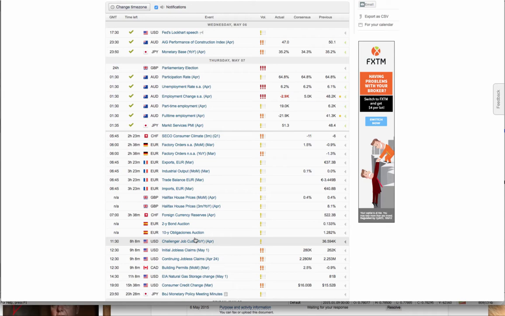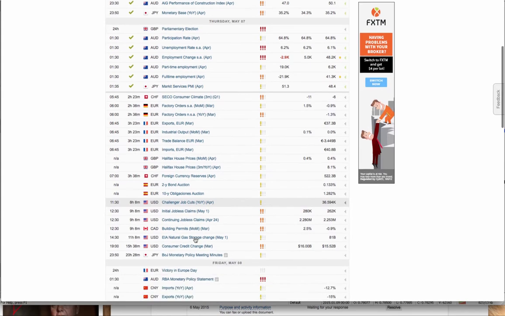We'll keep a note, and you'll have to keep an eye on the news wires to keep up to date with information regarding the parliament. Later on in the session, we do have some European data, but I don't think that's really going to be in focus, and the market's pretty much going to ignore that data for now.